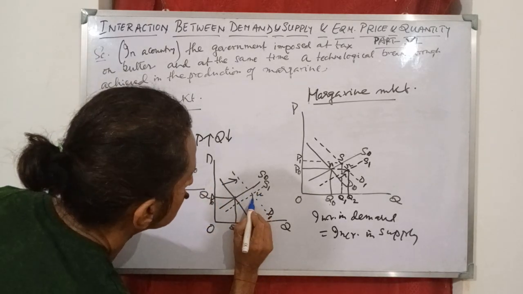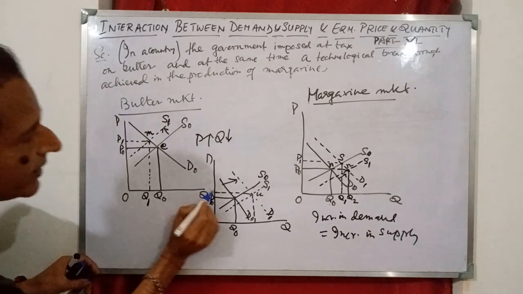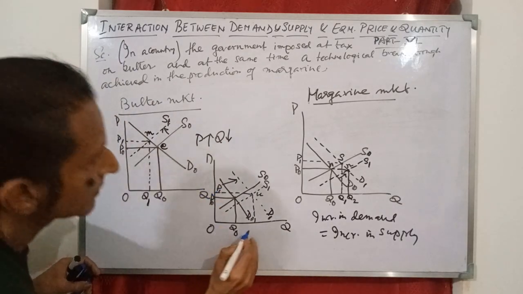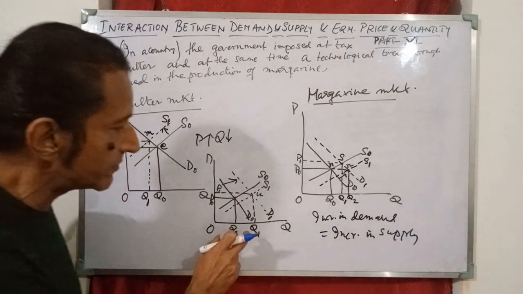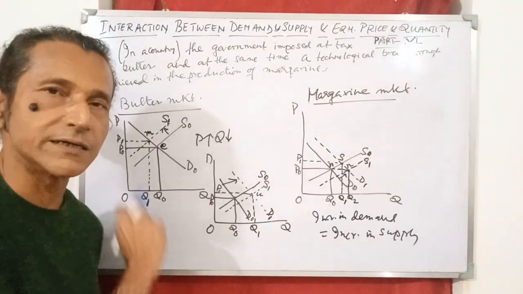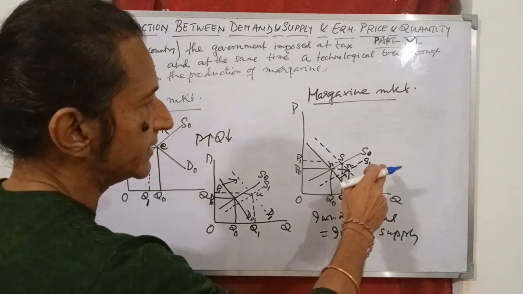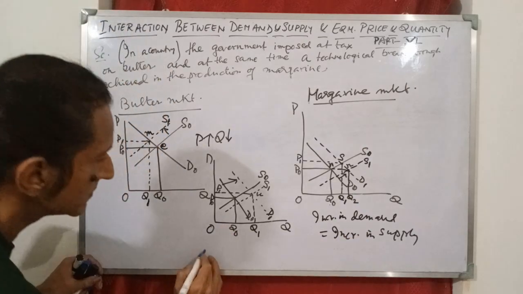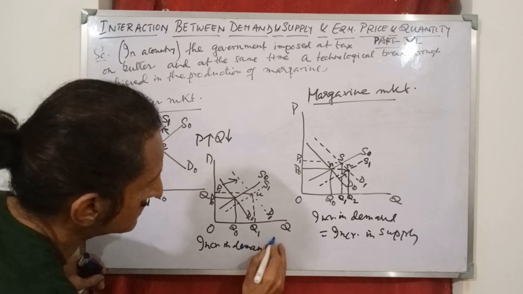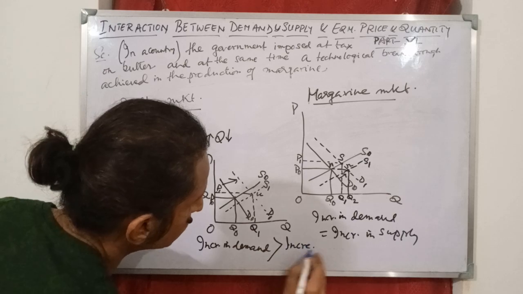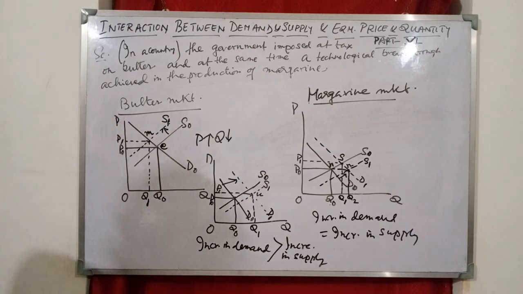Now here you see, this is the equilibrium quantity and this is the equilibrium price. Say P sub 1 is the equilibrium price and Q sub 1 is the equilibrium quantity. Now here you see equilibrium quantity has increased as well as equilibrium price has increased. Here only equilibrium quantity has increased. In this case, increase in demand is equal to increase in supply, and here increase in demand is greater than increase in supply. So the price has increased. Okay.